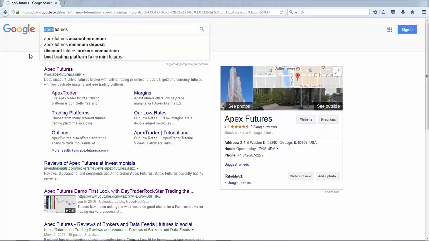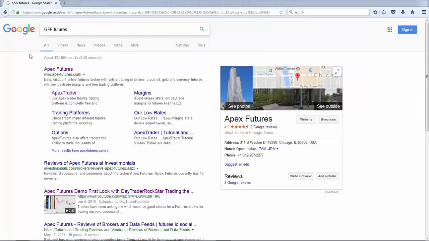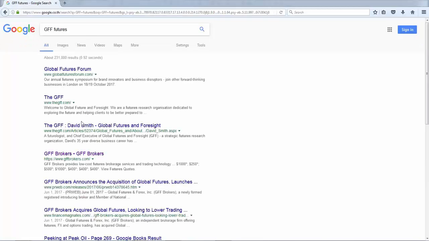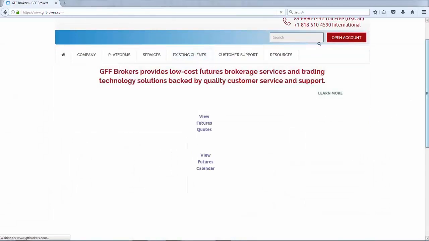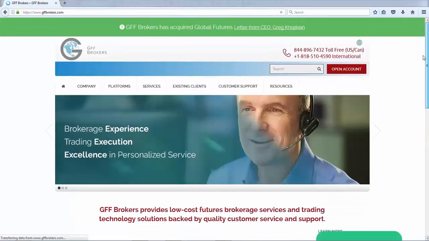You've also got Global Futures. Actually, they're called GFF Futures now. I recommend these guys because, see, Global Futures is now GFF. They got bought out by GFF Brokers, and there's still all the same people there. All the same people that were working there before at Global are working there, as far as I know, at this new broker. They're really good. The reason why I recommend them is because of their customer service. They have really super good customer service.